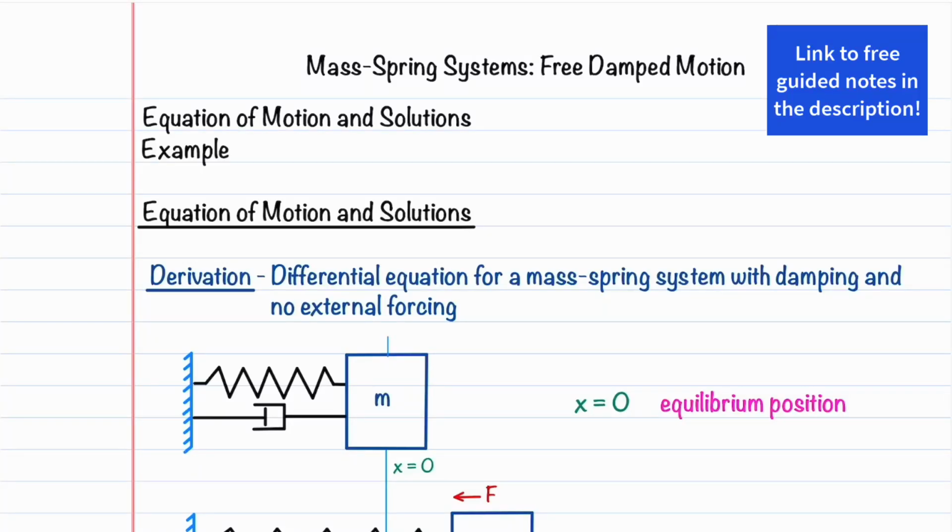In this video, we're going to learn how to model and solve free damped motion in a mass spring system. We'll start by deriving the differential equation that models the motion and then solve it to see how the behavior of the solution depends on the damping constant. We'll then work through an example of overdamped, critically damped, and underdamped motion. Let's get started.